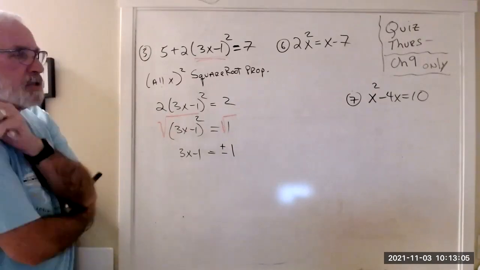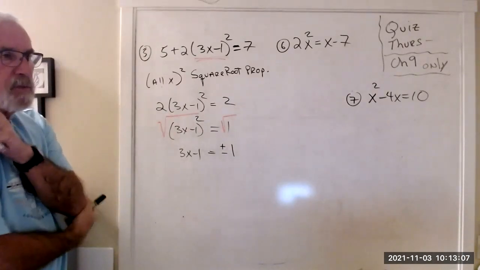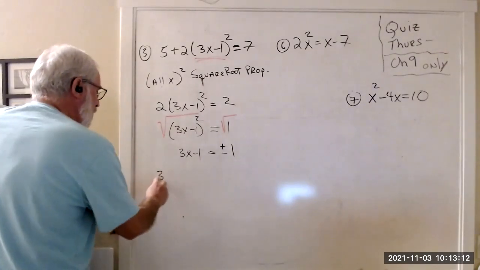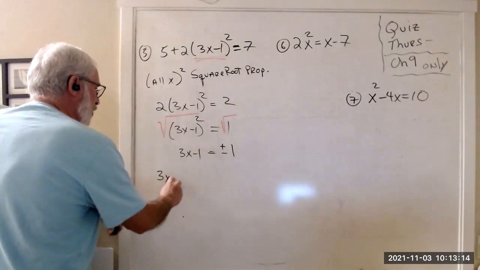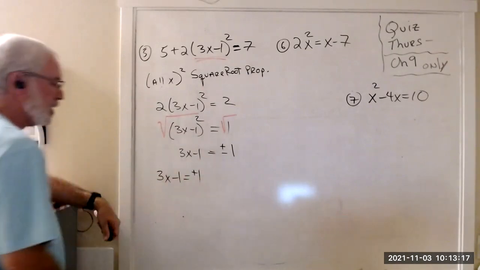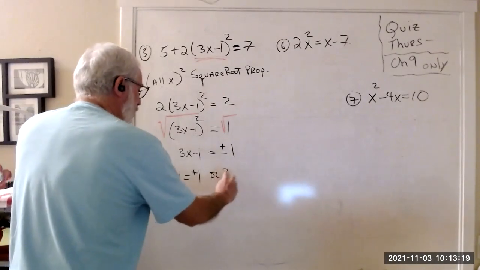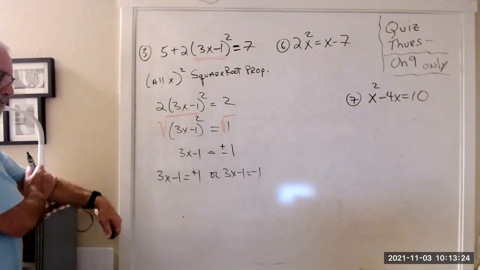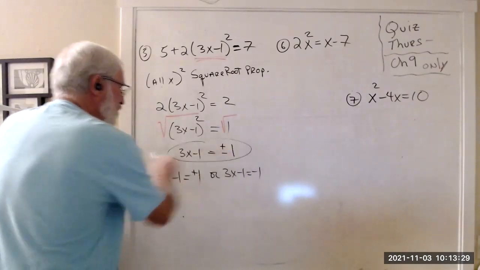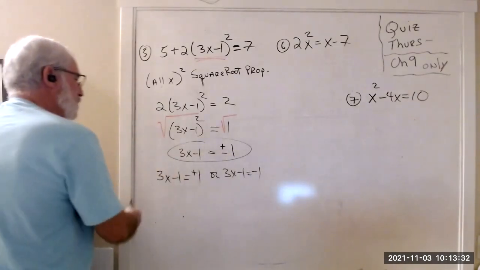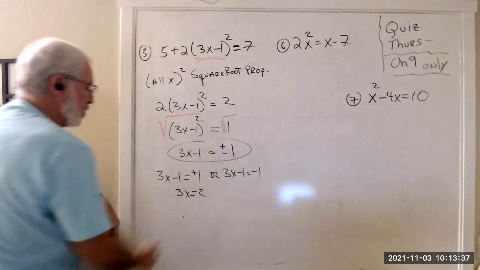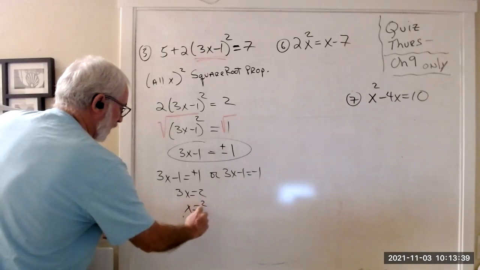Now, at this point, different people show this differently, but when I showed this to you originally, I said this now separates into 2 problems. 3x minus 1 equals positive 1, or 3x minus 1 equals negative 1. Okay, this separates into 2 separate problems. So add 1 to both sides. This is 3x equals 2. This is x equals 2 divided by 3.